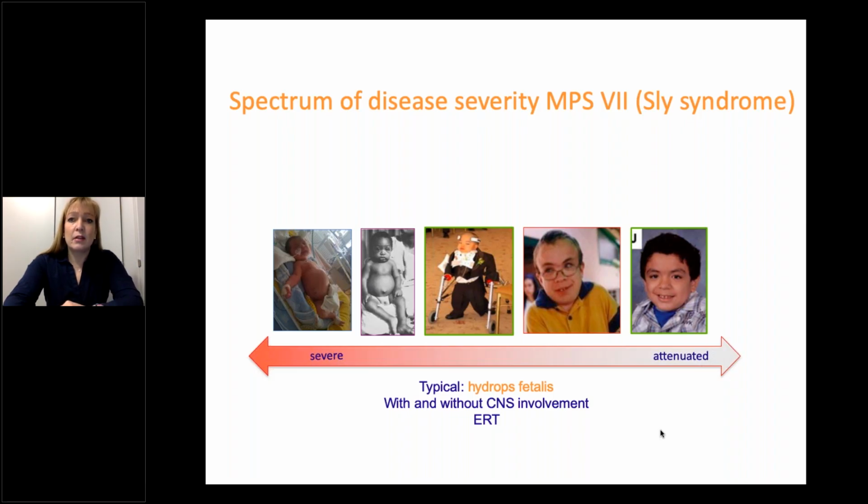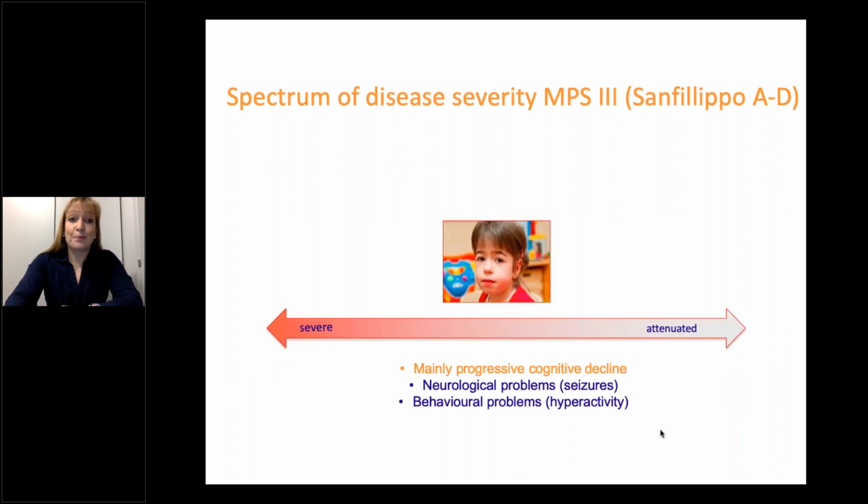In MPS 7, an ultra rare type of MPS, you see here the spectrum of the disease. There is a treatment available as well, the enzyme replacement therapy, like in Hunter syndrome and MPS 1. And typical here is that some of these children have a hydrops fetalis when they are born. And this should always lead to a suspicion to test for MPS 7.